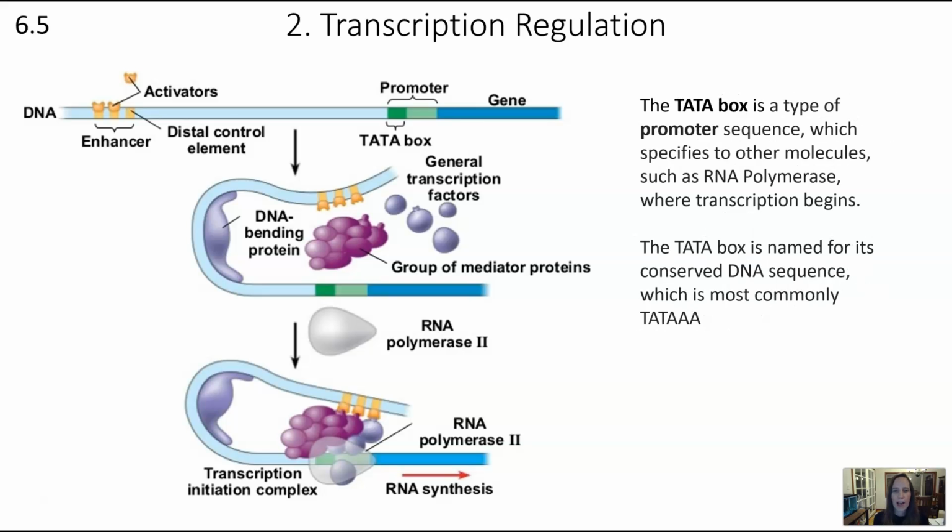A couple things to point out on this diagram. The TATA box is a type of promoter sequence which specifies to other molecules, such as RNA polymerase, where transcription begins. The TATA box is named for its conserved DNA sequence, which is most commonly TATAAA. You don't need to memorize that. But just recognize if you ever see that term, that's a specific region of the DNA where the RNA polymerase latches on. It's showing the RNA polymerase where to latch on.